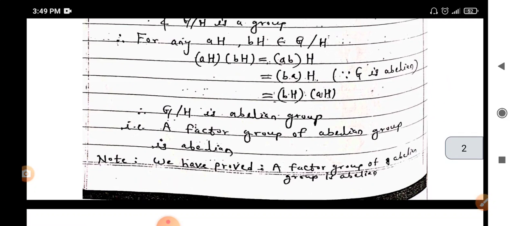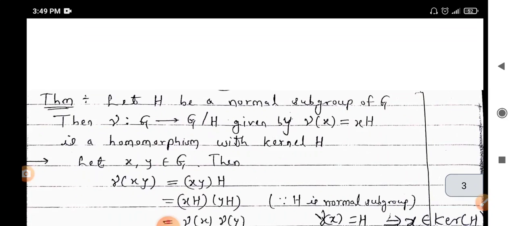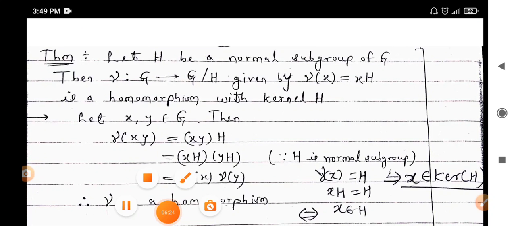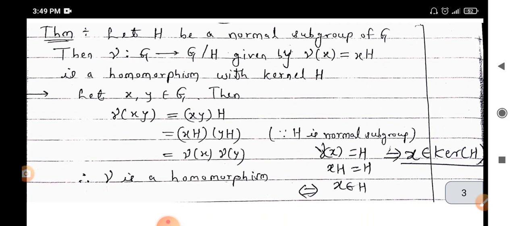Next we discuss a small example, actually it is a theorem. The theorem says that if H is a normal subgroup of group G, then the mapping gamma from G to G by H given as gamma of X equals XH is a homomorphism, and its kernel is the normal subgroup H. It is an important theorem that a mapping from a group G to the factor group G by H, provided that H is normal, defined as gamma of X equals the coset XH, is a homomorphism as well as having kernel H.